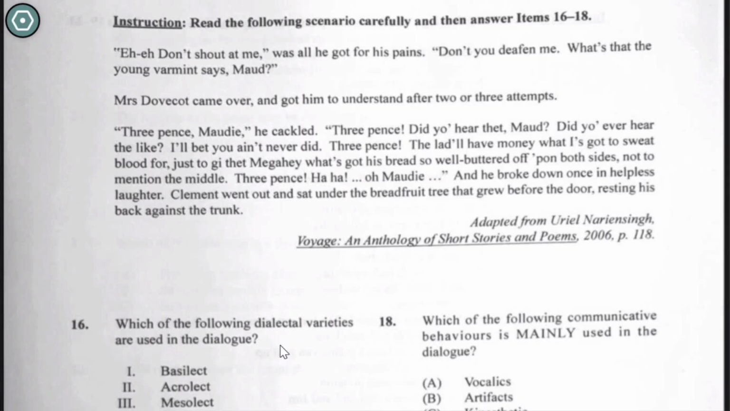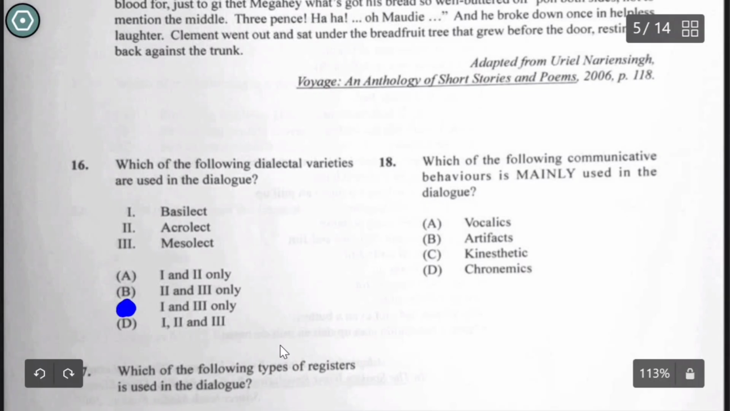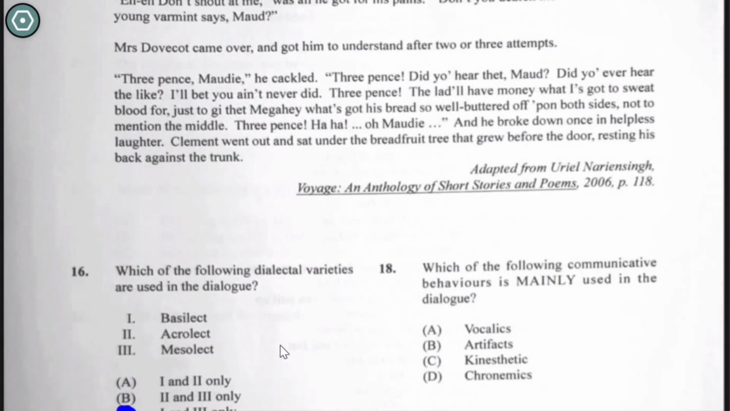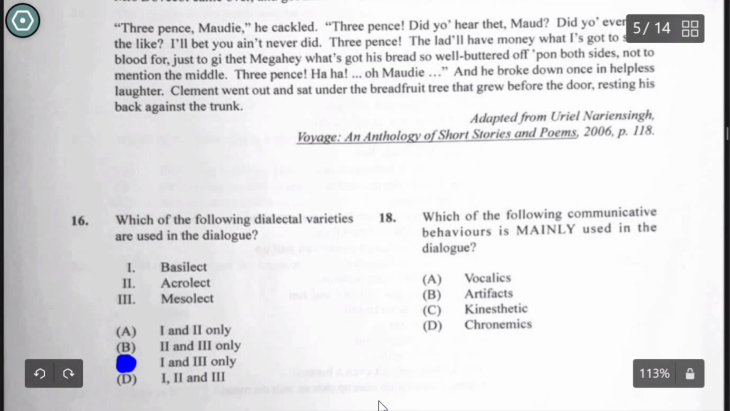Mrs. Dovecot came over and got him to understand after two or three attempts. I would go with basilect and mesolect. So 1 and 3. Mamma mia. So basically, mesolect is the mix between Creole and the standard English, right? It's easy to understand what most people speak, while acrolect is more sophisticated language. So whenever I try to differentiate between acrolect and mesolect, I look at semantics, the types of words used, so diction basically, and how sophisticated they are.